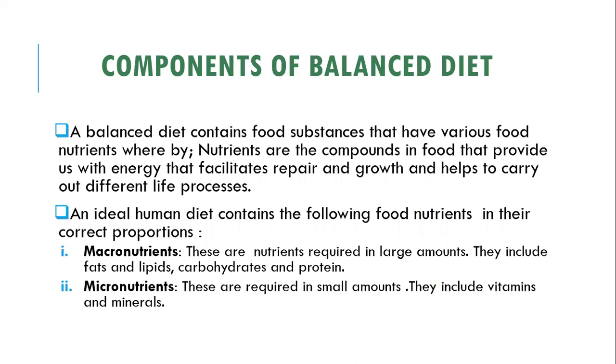Now let's see the components of a balanced diet. A balanced diet contains food substances that have various food nutrients. These nutrients are simply the compounds in the food that provide us with the energy that facilitates repair and growth, and helps us carry out different life processes in our bodies. An ideal human diet contains the following food nutrients in their correct proportions.